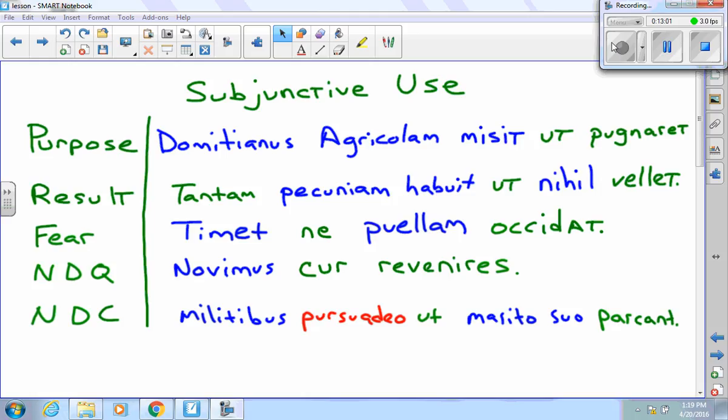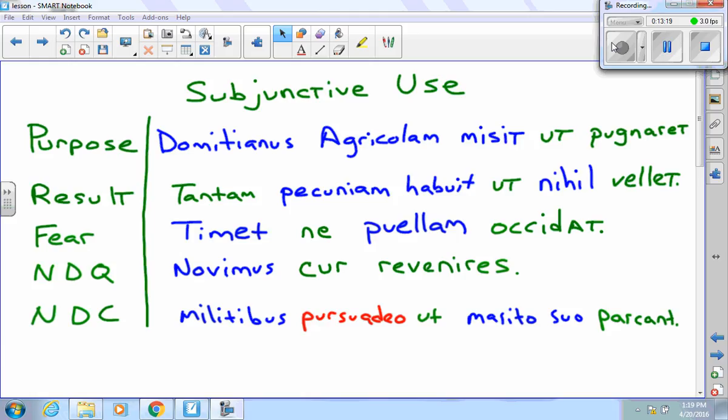For result clause, I have to have the green tantum and the ut and the subjunctive vellet. For result clause, I have to have that so word tantum. So he had so much money that he wanted nothing.